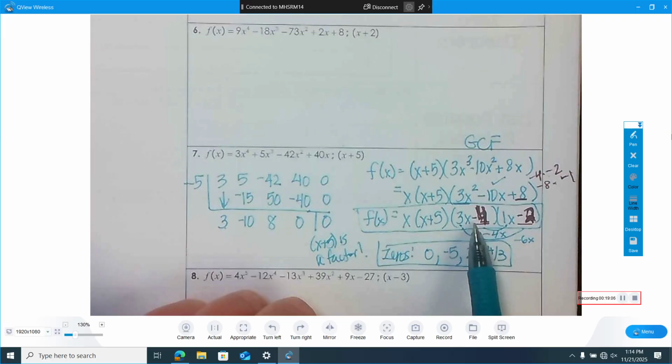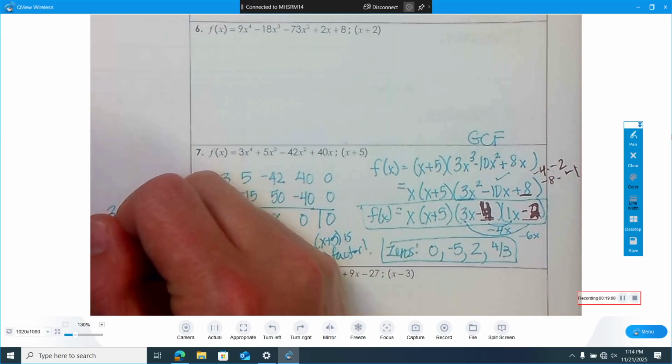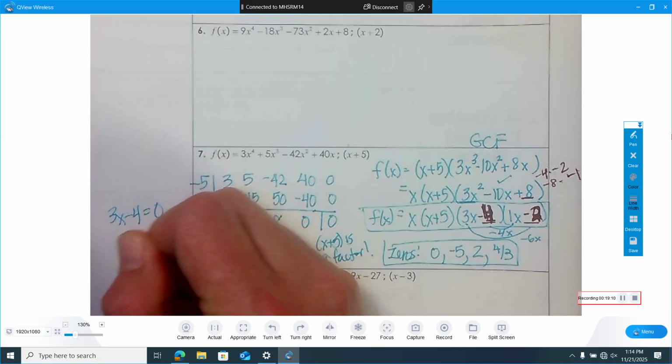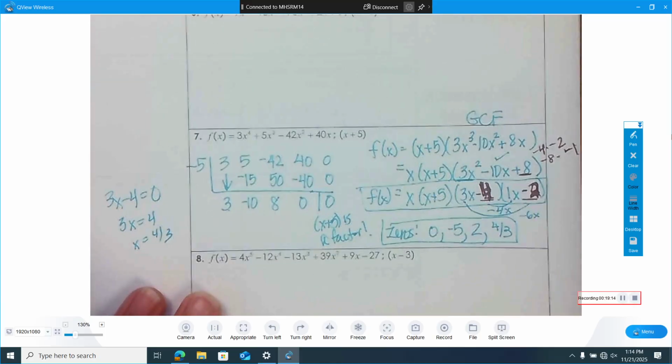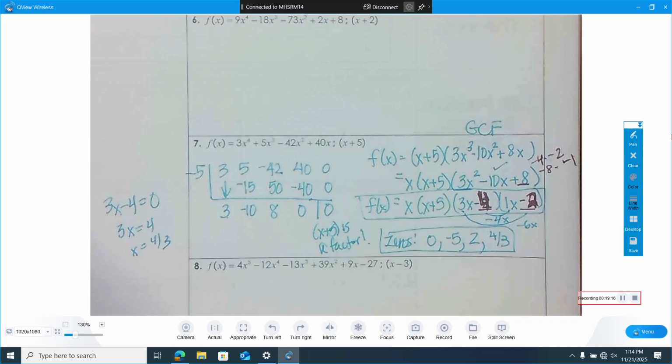Good. Again, 3x minus 4 gets that equal to 0. And then we would have to add the 4 and then divide by the 3 to get that 0. And so that's what we're doing. We are factoring.